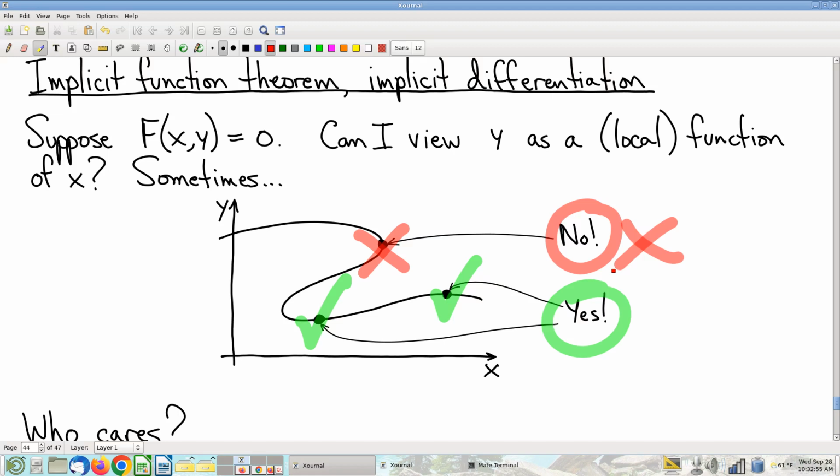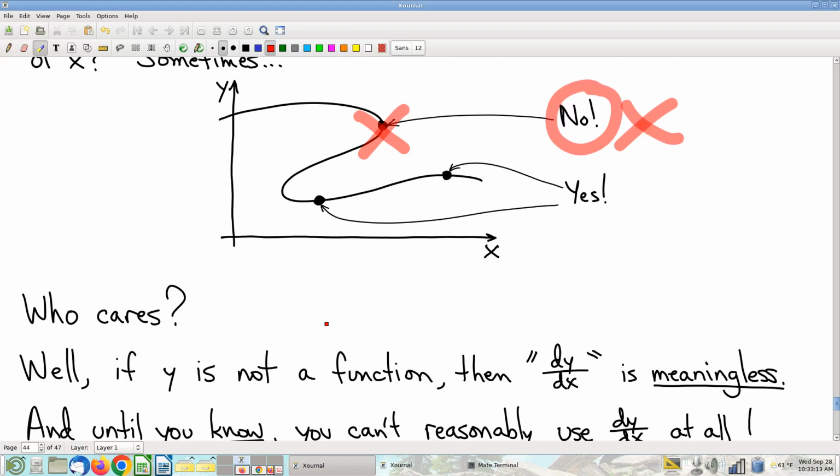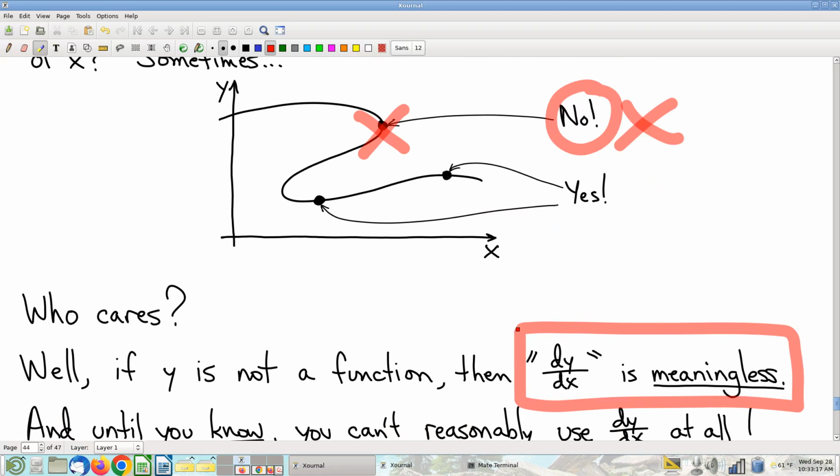Now let me try to explain to you why we would care about such things. A lot of people would say, who cares? Just a weird sort of arbitrary abstract math problem. So there's a really good reason why we would care about this, and that is that at a point like this red one, you not only cannot compute dy/dx, but you can't even ask the question.